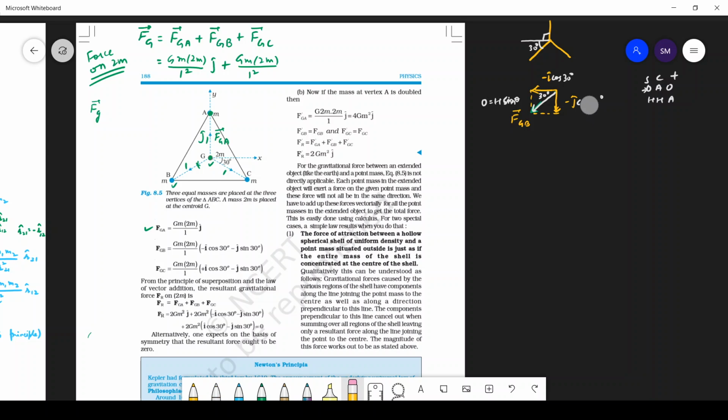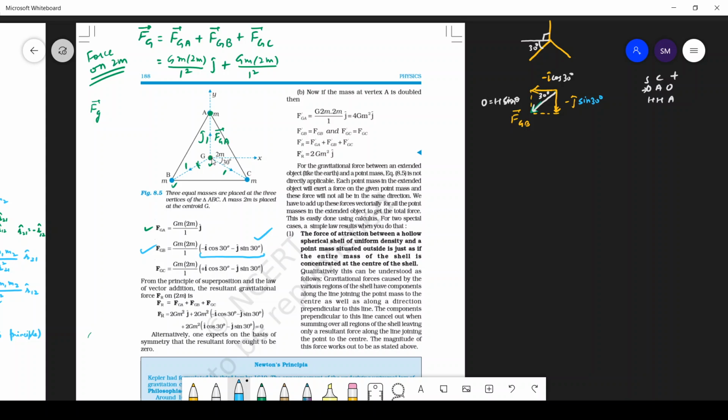And this side is opposite. So opposite is hypotenuse sine theta. So this is sine 30. So this side is minus j sine 30. This is minus i cos 30. So the direction is this plus this, right? So this direction is minus i cos 30 minus j sine 30. Okay.